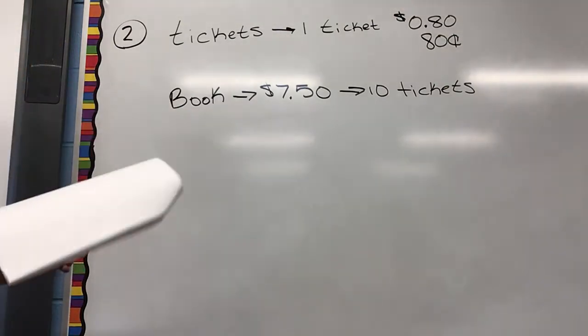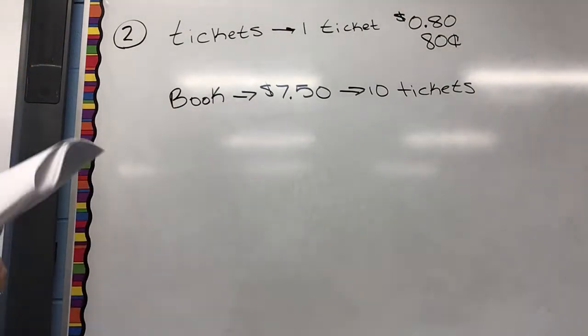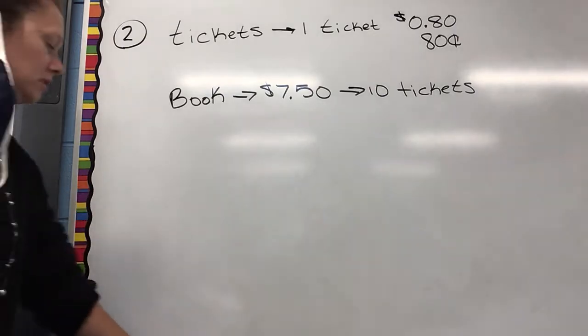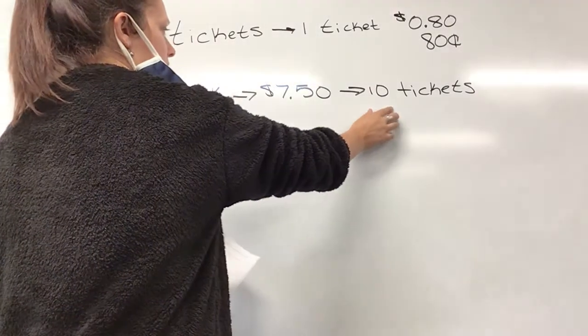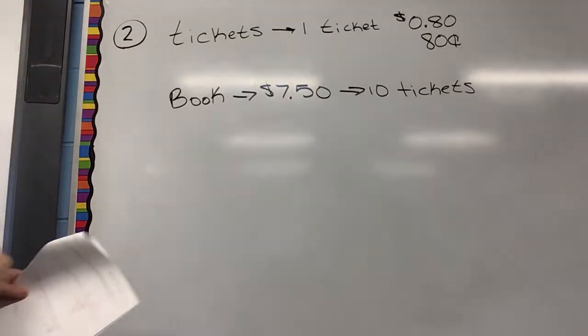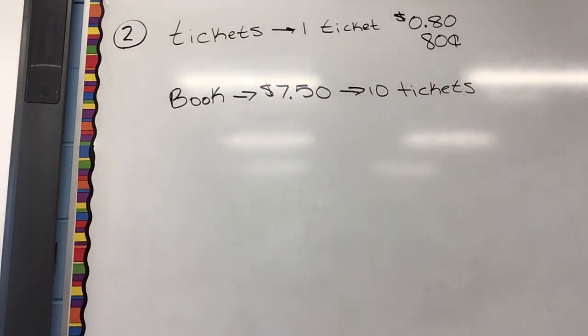Okay, because when you buy this book of 10, your total price is $7.50. So how much is each of these tickets worth for this whole book? You write down an equation and a solution now.